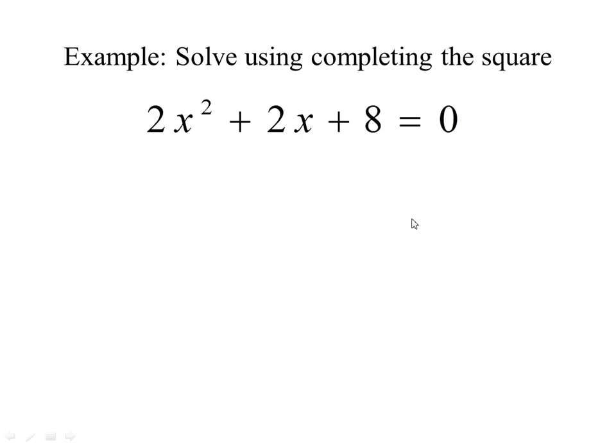All right, so let's try again. So to complete the square, again, the first thing you've got to do is get that leading coefficient to be 1. Well, right now it's 2. So what we're going to do is divide everything by 2. So if we divide everything by 2, we're going to get x squared plus x plus 4 is equal to 0. Okay?